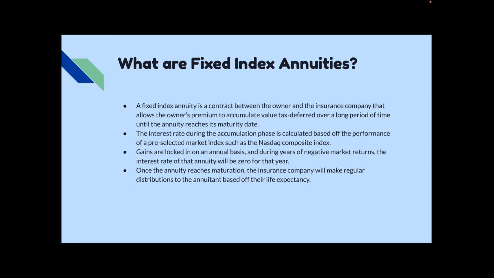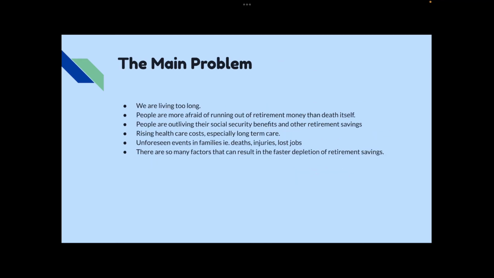And the second phase of this FIA is annuitization or maturation. There are several different ways to describe it, but the second phase is when the insurance company starts making distributions to you, the annuitant, based off your life expectancy. And furthermore, the main problem that FIAs are trying to address, more than just putting your money into something that's risk-free, is the fact that, yeah, you read that correctly, we are living too long now.